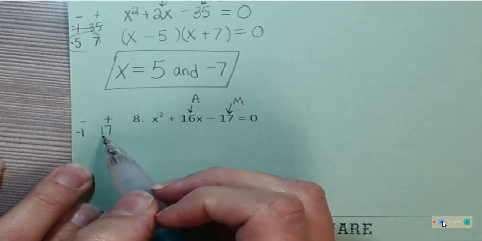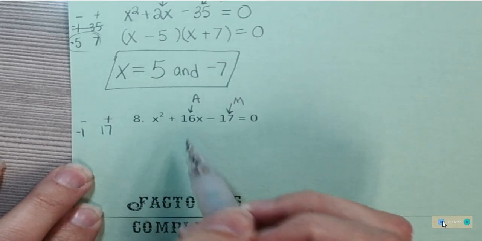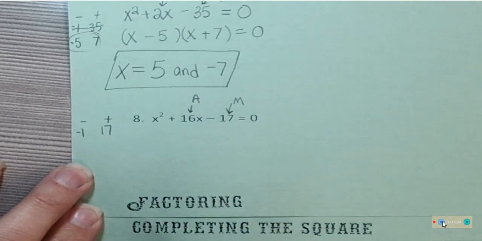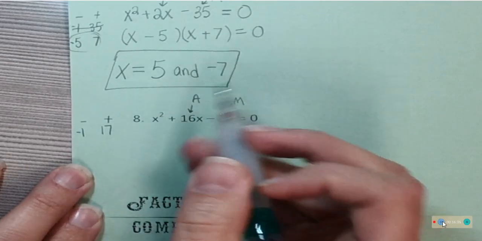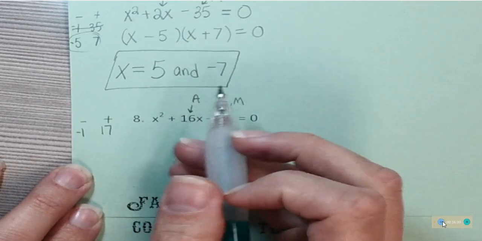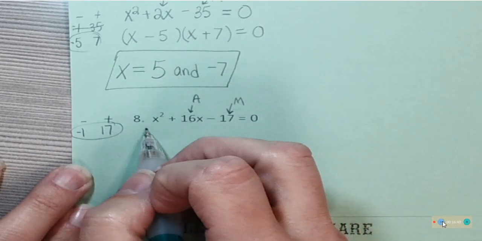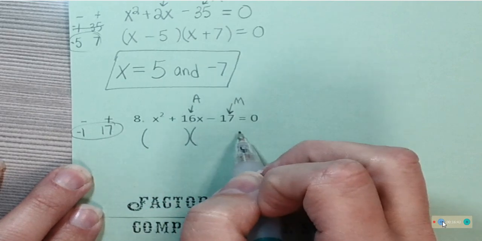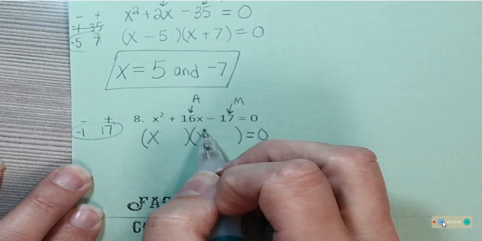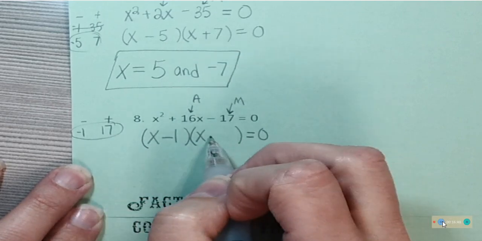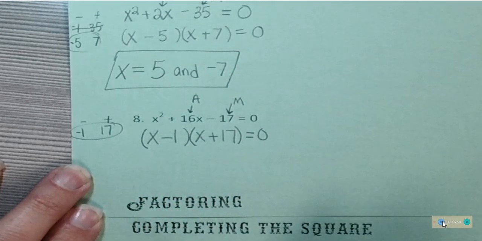Now, I need you to double check. If this really adds together to get 16, that's it, and I can keep going. If it doesn't, I need to try again. What is 17 minus 1? 16. I think I said 17 a while ago. I meant to say 16. So, that's my numbers. So, how many parentheses do I need? 2. What goes at the very front of each one? X and X. And then I've got minus 1 plus 17.